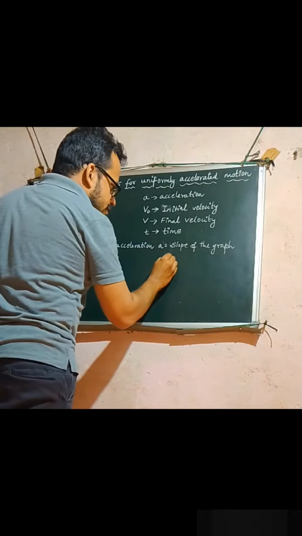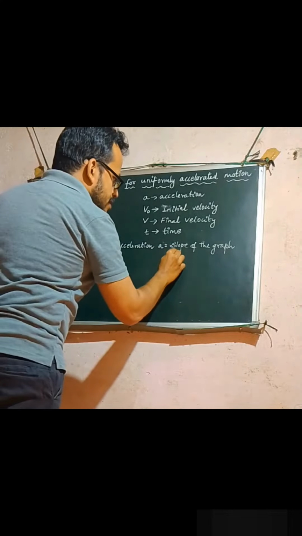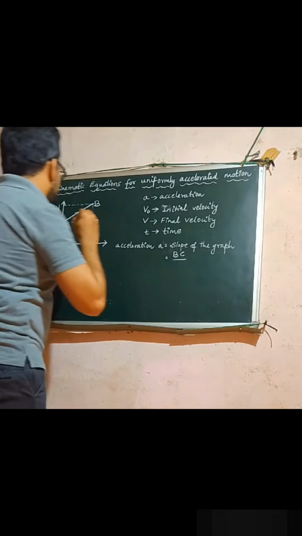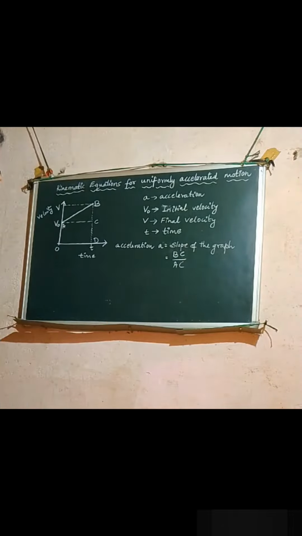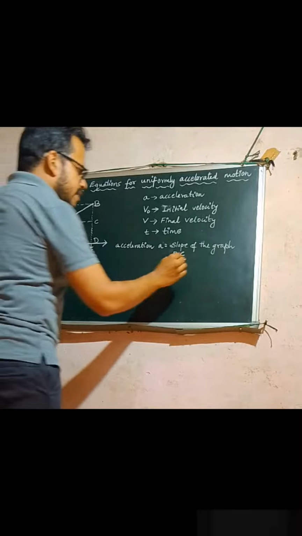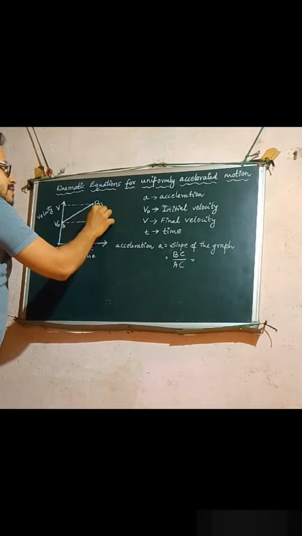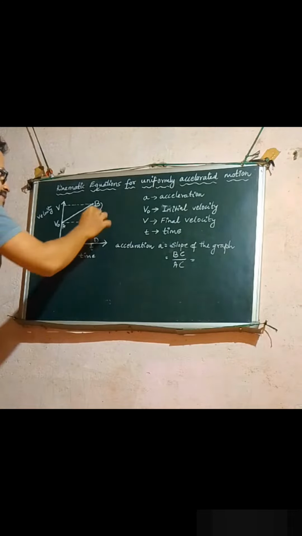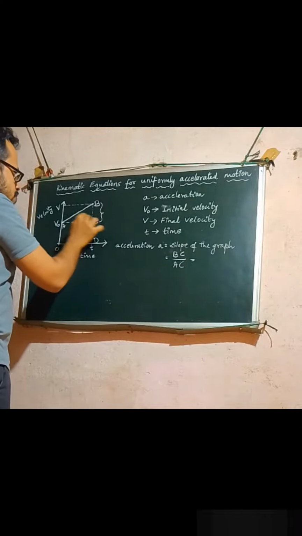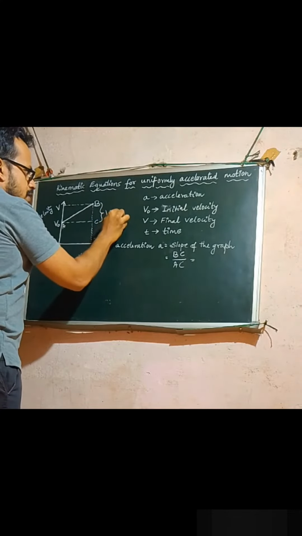So how can I get it? The slope of this line would be BC divided by AC here. So what is BC? This length. See, along the y-axis we have this point as V0 and this point as V. So the difference, this BC, should be equal to this, right? So this will be V minus V0.